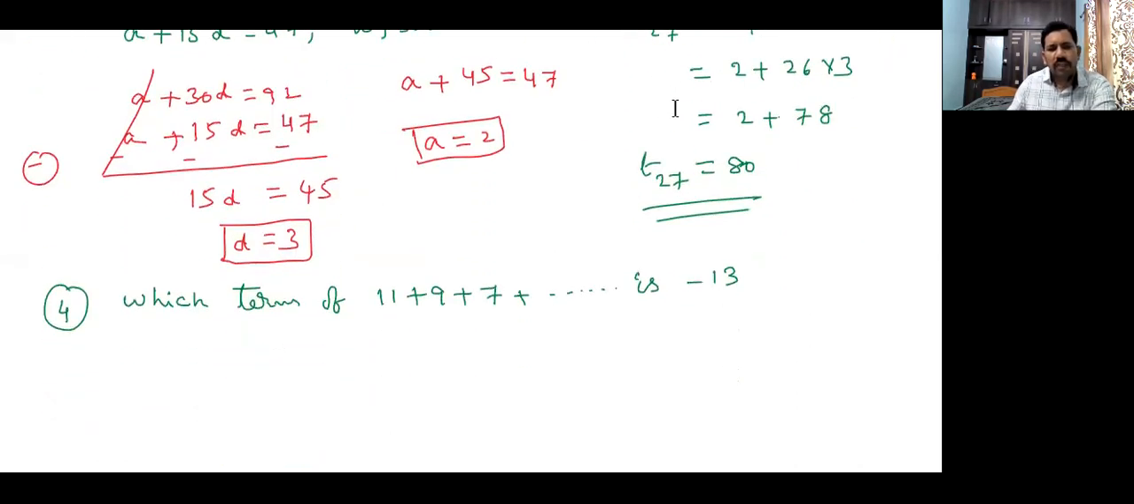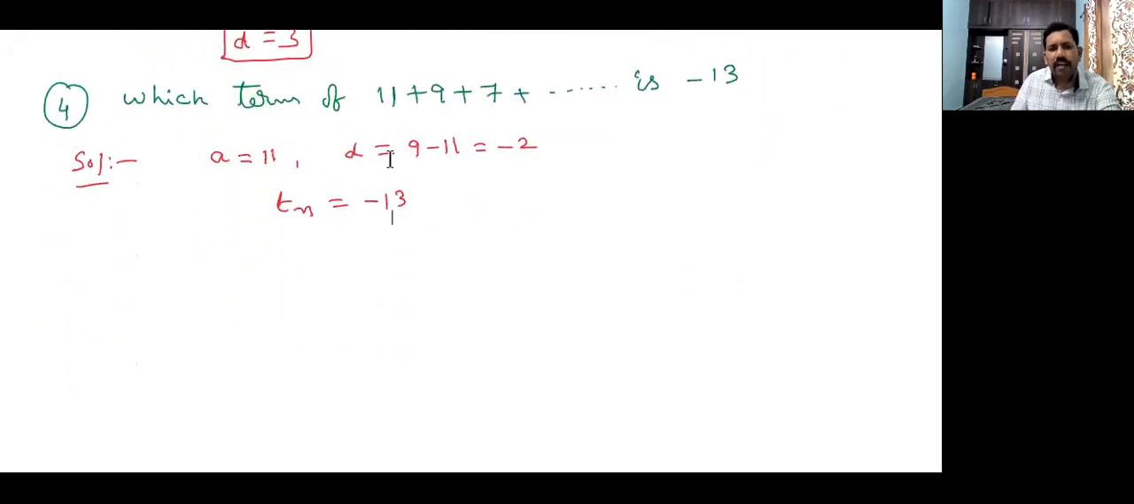Students, see the fourth question. Which term of 11 plus 9 plus 7 plus and so on is minus 13? In that question, identify the first term A, that is 11. Identify the common difference D, 9 minus 11, how much? Minus 2. Now here minus 13 is given, which term is that? For suppose Tn is equal to minus 13. Now we need to find the n value.